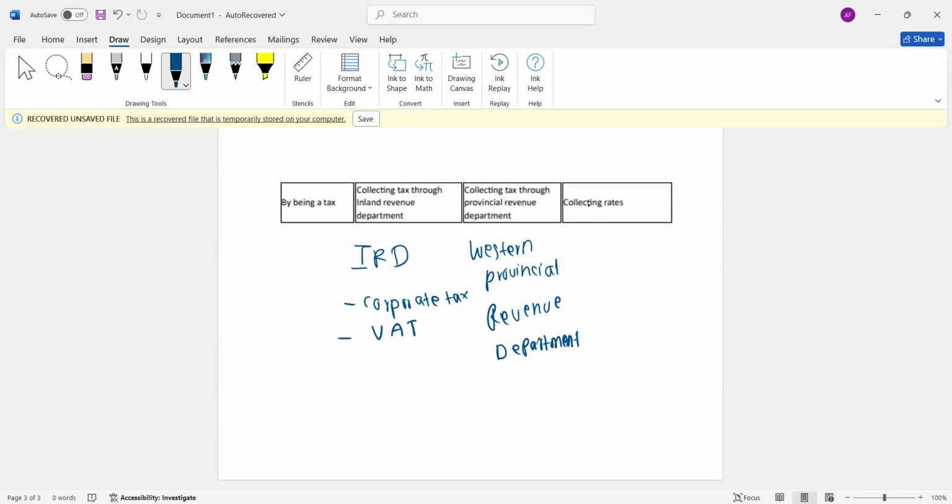Next one, local authorities who collect taxes. Let's say Kandy Municipal Council, KMC, okay? They collect property tax in the Kandy area, right? Clear, no?